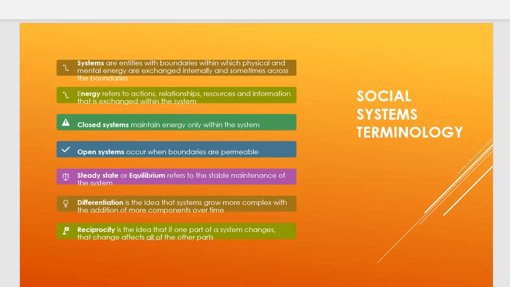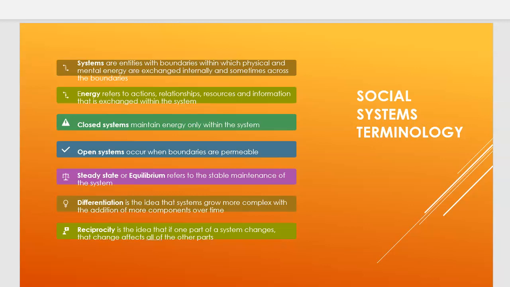It's also important to understand that systems are always striving for an equilibrium. An equilibrium refers to a stable maintenance of the system. It's possible that a system can be too chaotic, with too much going on, too overwhelming, not enough structure, so that the system doesn't function very well.